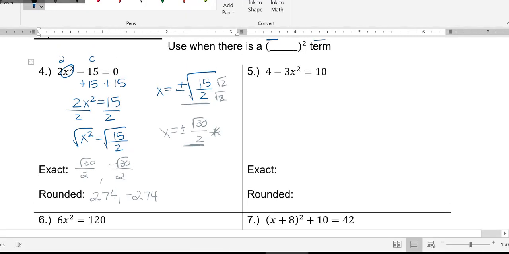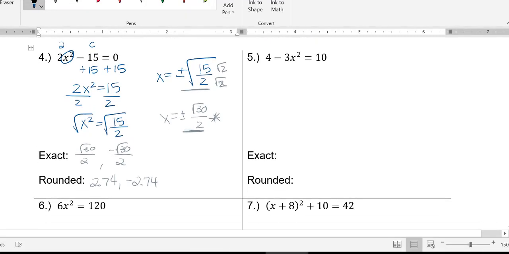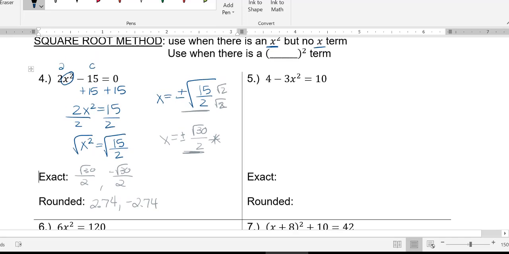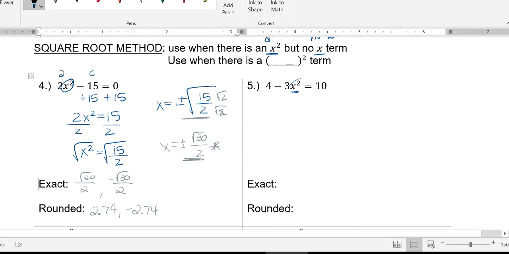All right, in this next one, we are looking at this expression again. I'm seeing that x squared term, but no x term, so I'm thinking square root method. The whole point is to isolate that x squared value. So I'll subtract 4 on both sides. I'll get negative 3x squared is equal to 6. Divide both sides by negative 3. X squared is equal to negative 2.